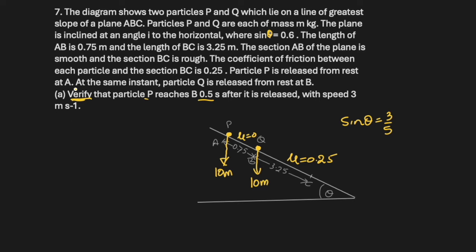Since we have to verify, we can use a formula with these values; we don't have to find them out. So v equals u plus at. We have to verify that this is 3 meters per second when it was released from rest, and the acceleration is not known. So we have to find the acceleration first, for only particle P.